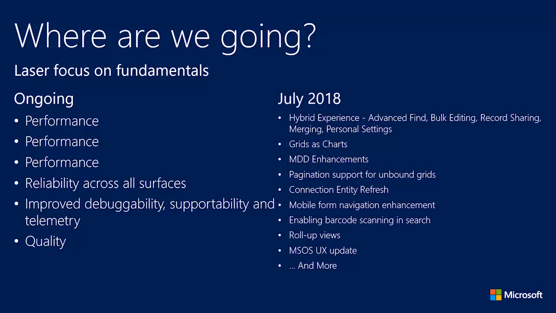By July, we will be introducing the hybrid experience where customers can move to unified interface and have most web client capabilities available to them. We will also be bridging the gap on unified interface by releasing a lot of prioritized capabilities based on customer feedback, which includes adding roll-up views, chart support on grids, barcode scanning for search, and more.